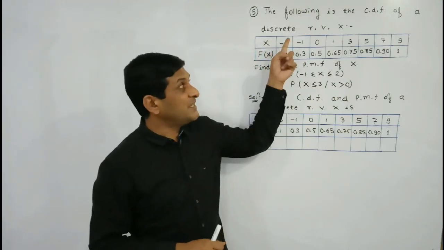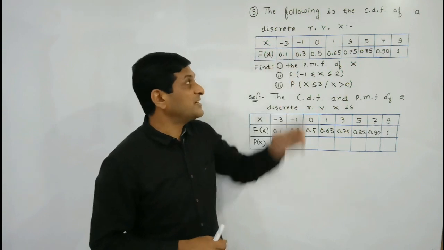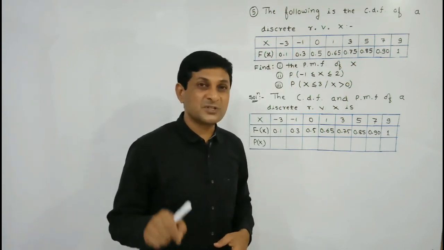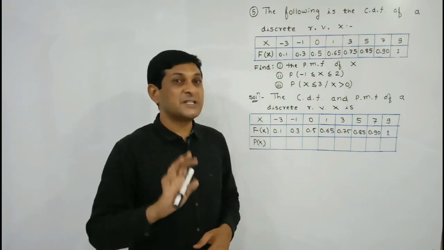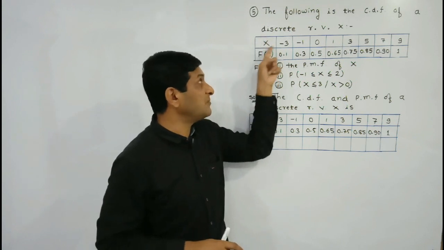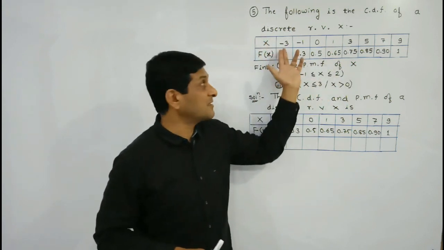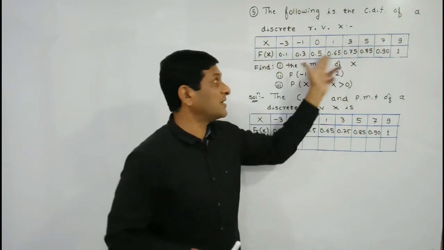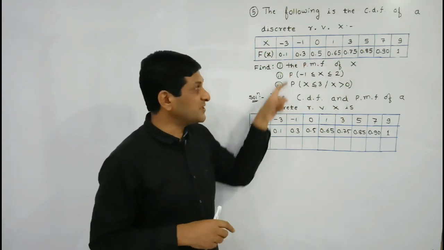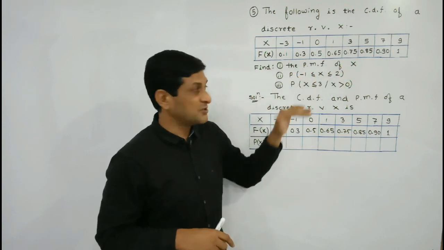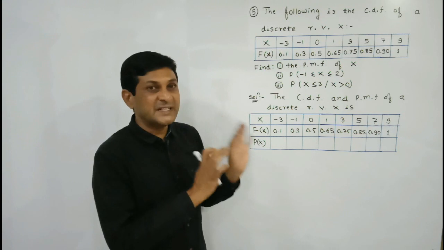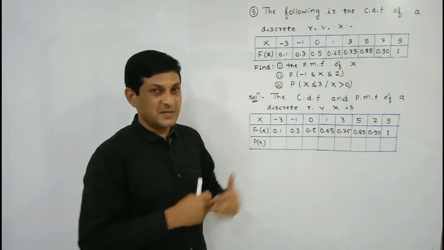Here the following is the CDF of a discrete random variable x. CDF means cumulative distribution function, which is denoted by what? Capital F of x. So here capital F of x means CDF of this random variable x is given to us, where these are the values of random variable and these are the corresponding values of CDF. Using this given condition, first we have to find out the probability mass function and later on we have to solve these two examples.